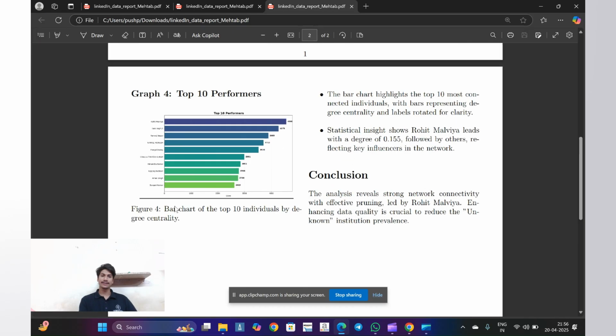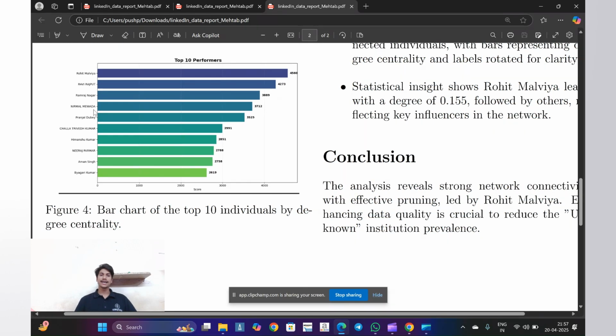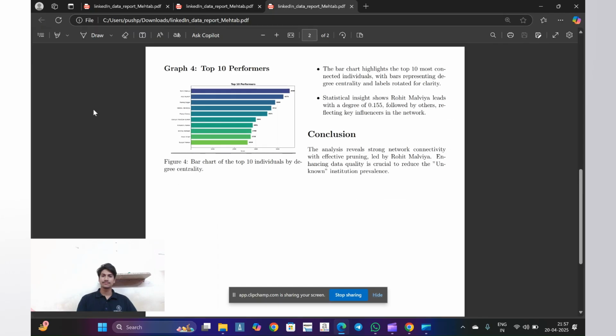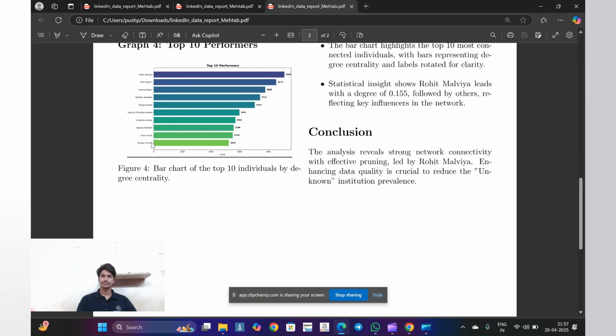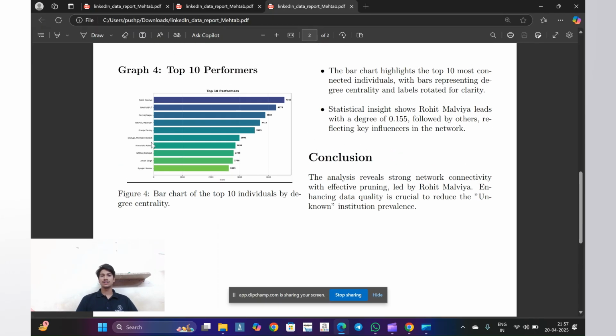In this we can see that Rohit Malviya has the highest connections with a degree of 4560, Ravi Rajput had 4273, followed by Ramaraj Nirmal and so on. So, in conclusion, I would like to say that Rohit Malviya has the most connections, and I would like to share the challenges which I faced during this project.